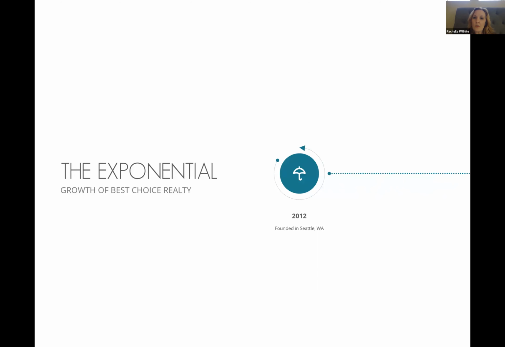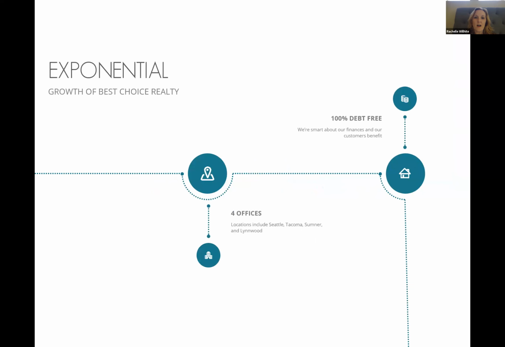So we were founded in 2012 in Seattle. It's a husband and wife team that opened the company. We have 4 offices now, and we actually have a satellite in Sequim and some other satellite offices, but 4 main offices that are Seattle, Tacoma, Sumner, and Linwood. So it really covers the Tri-County area, and we are expanding outward into other adjacent counties.